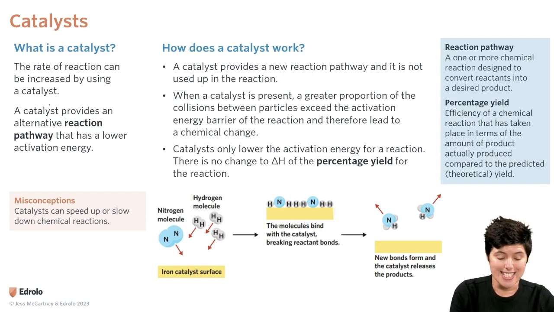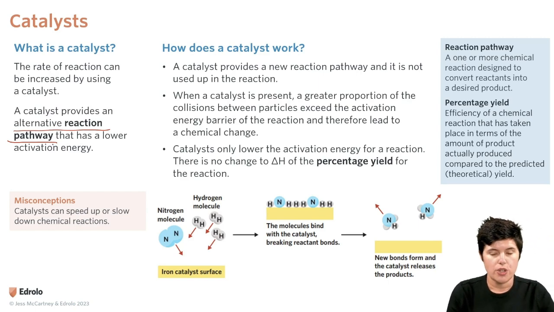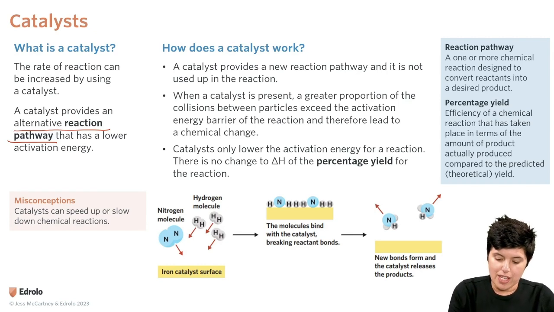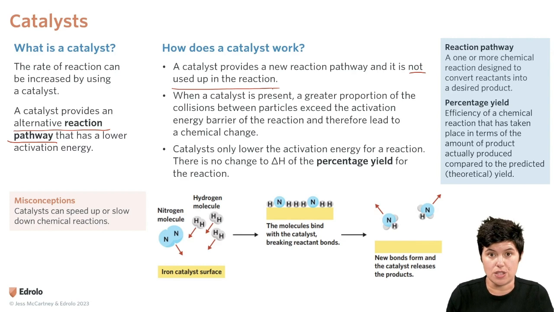Now, how this is done is that it provides an alternative reaction pathway. So it doesn't actually undergo any type of reaction itself. All it does is that it lowers that activation energy so the reaction can proceed at a lower energy than what it originally would have proceeded in. So therefore, it does not get used up in the reaction. It will be left over at the end of the reaction, and therefore that can be collected and reused again and again.